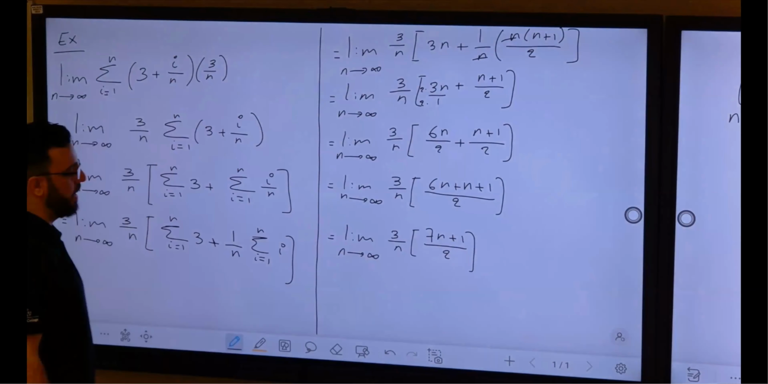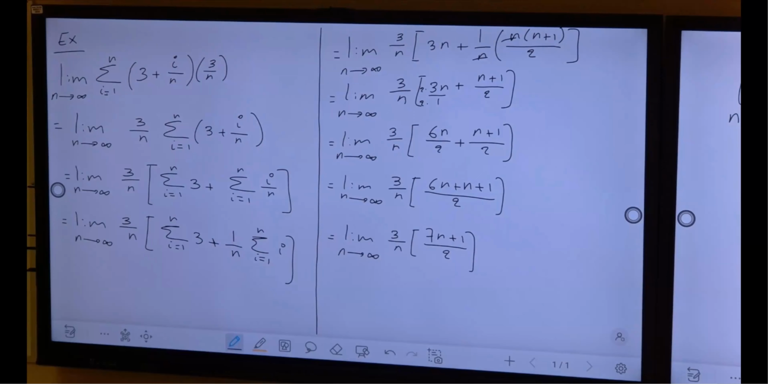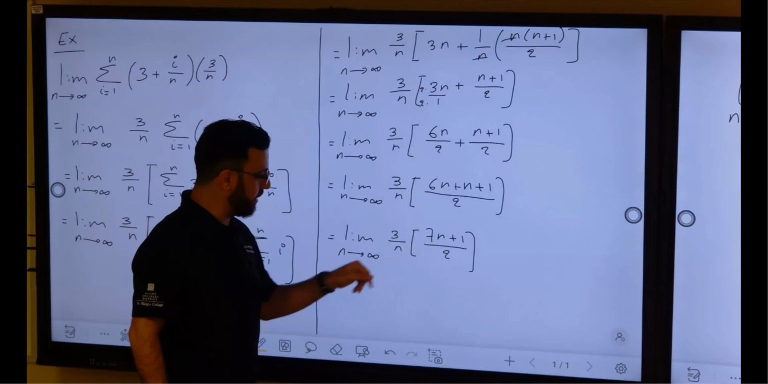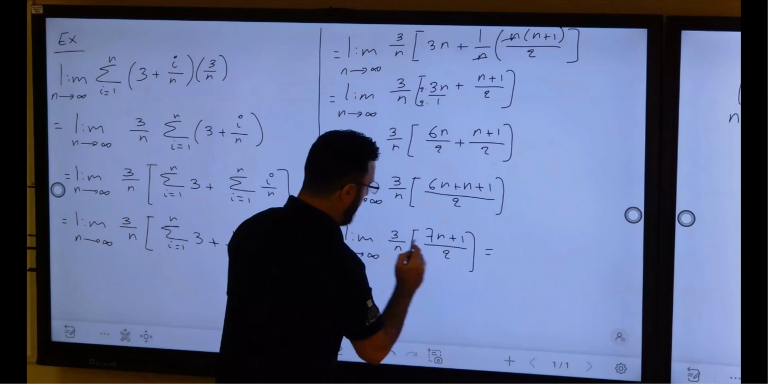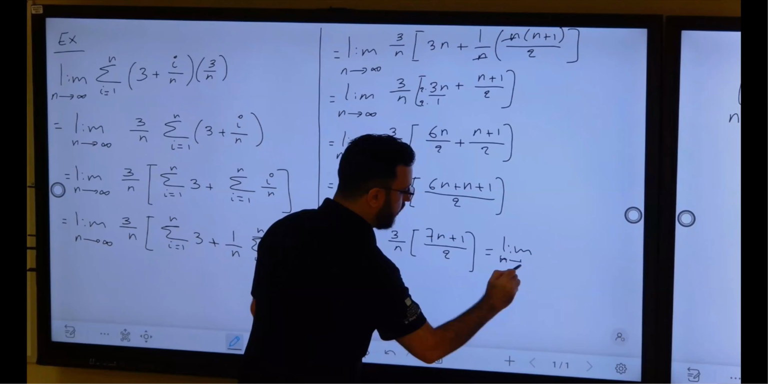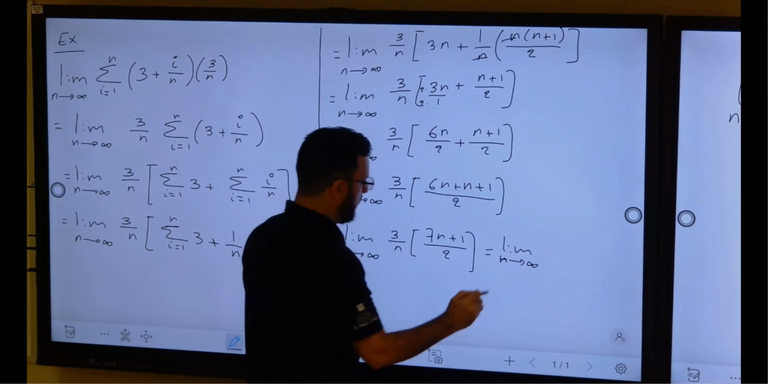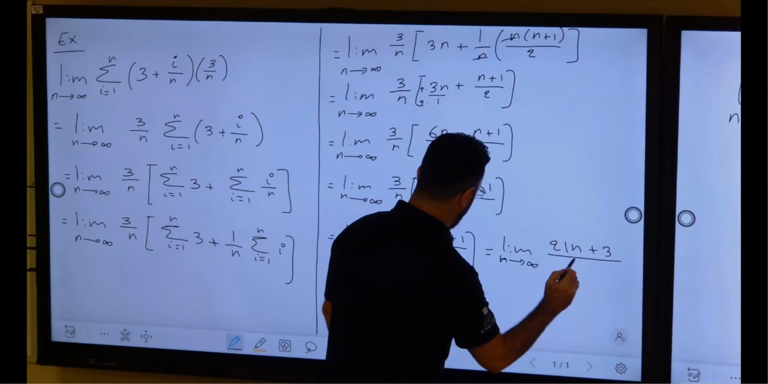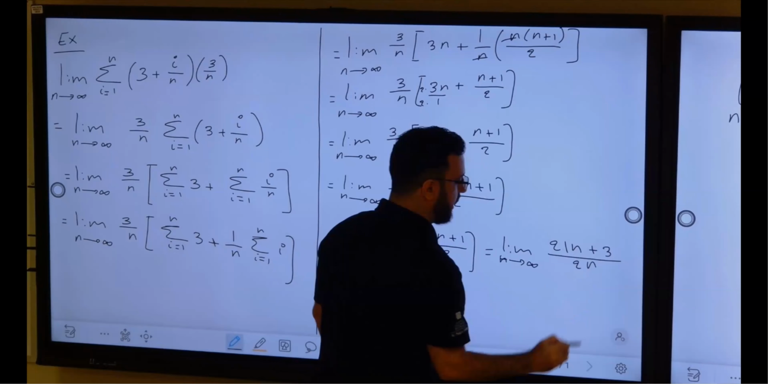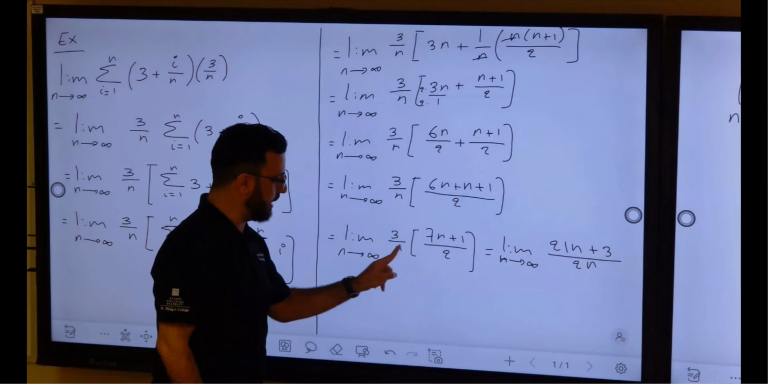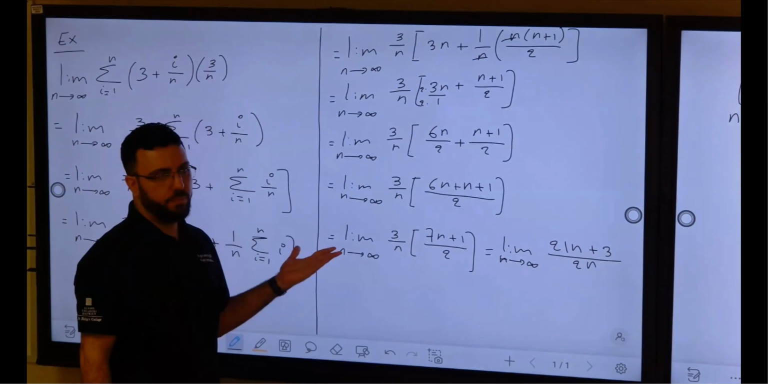What's the next step now? Now, can you distribute? It's the same thing. If you distribute, you have to add also, and you're going to get the same result. So now distribute 3 over n, so it's going to be the limit when n approaches infinity of 21n plus 3 divided by 2n. Yes or no? Because you're going to multiply 3 with the top and n with the bottom. We've done it from the summation.